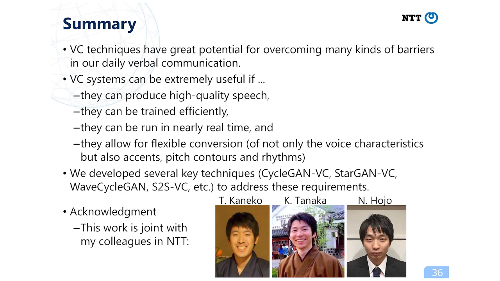To summarize, VC techniques have great potential for overcoming many kinds of barriers in our daily verbal communication. VC systems can be extremely useful if they can produce high quality speech, if they can be trained efficiently, if they can be run in nearly real time, and if they allow for flexible conversion of not only the voice characteristics, but also accents, pitch contours, and rhythms. We developed several key techniques, CycleGAN-VC, StarGAN-VC, WaveCycleGAN, and seq2seq VC to address these requirements. That's all for now. Thank you for your attention.